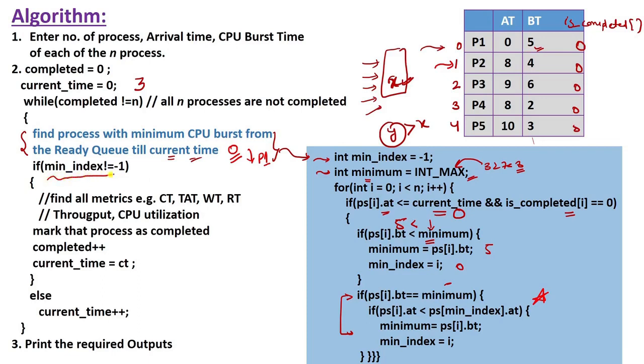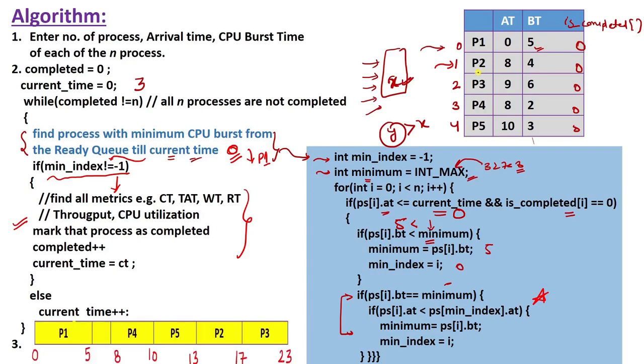So I was saying that if such a process is found, it will be checked by this condition. If minimum index is not equal to -1, that means the minimum index variable is updated, then I come inside and find all the things. So for the 0th index, that is for P1, I will be calculating everything. This way you can run this for the other processes also.